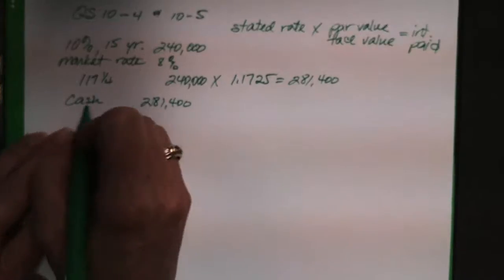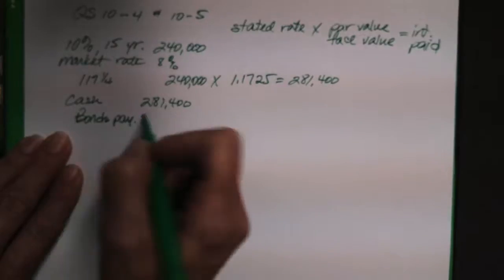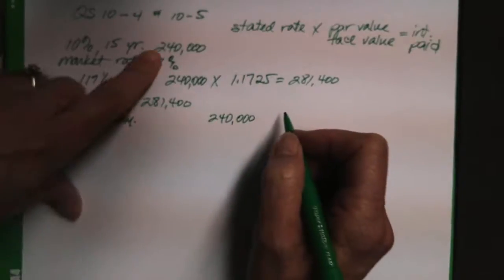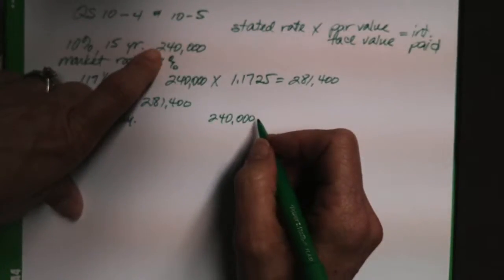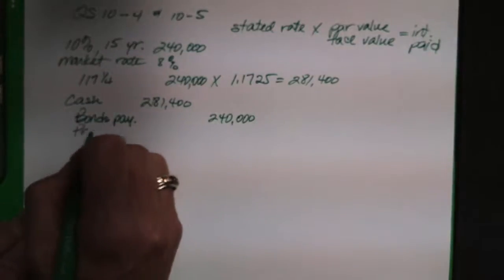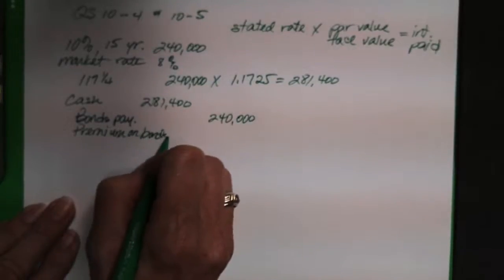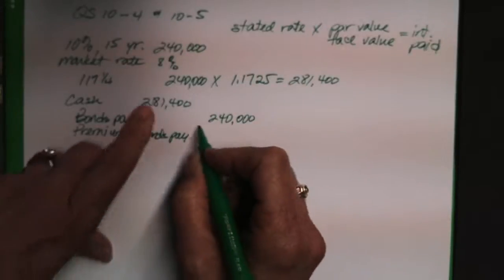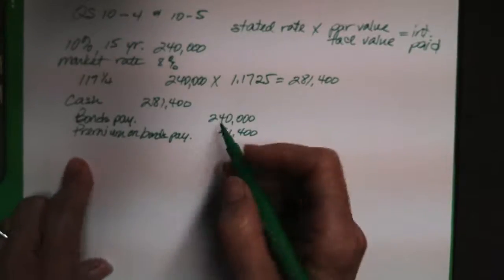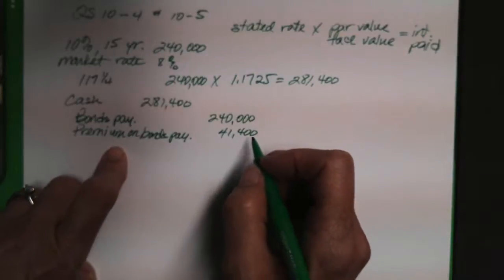So our journal entry to issue these bonds is that we're going to get cash from our investors of 281,400, and we are going to have bonds payable of 240,000. That's the stated value of the bonds, the face value of the bonds. To make this entry balance, I'm going to record a premium on bonds payable. Okay? And that would be, looks like, 41,400. Okay, as I explained to you before, we're going to focus on issuing bonds, paying interest, and valuing bonds.